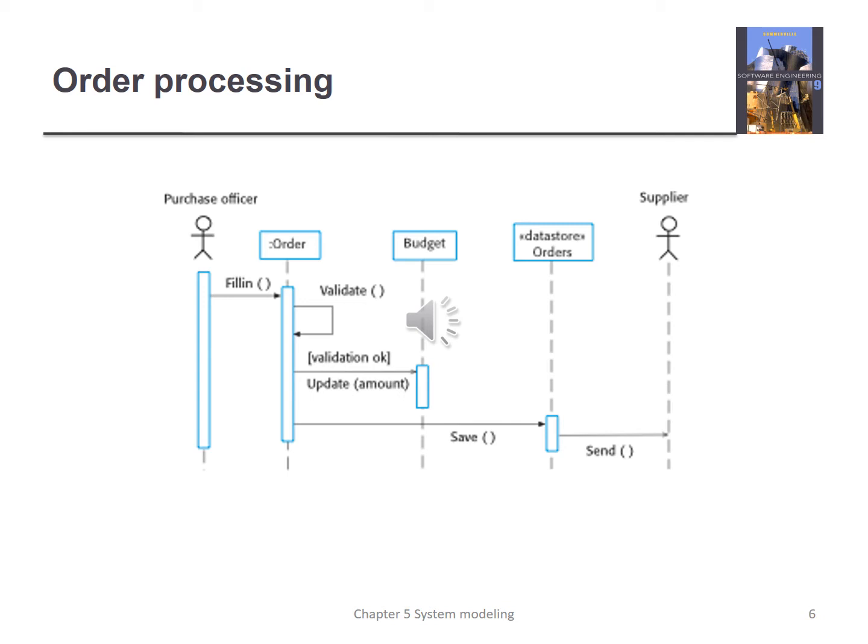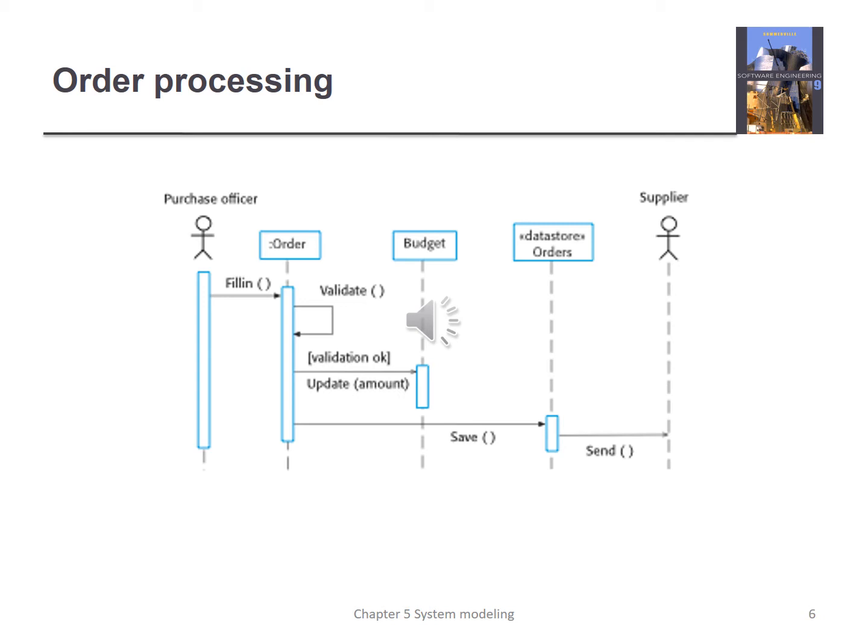So first of all, they fill in the order. They fill it electronically or on paper. And then they send it to the purchasing department. The purchasing department tries to validate it, if it is really valid or not. If it is valid, then they go and check the validation: are these really the items they ordered, is there a budget for it or not, whatever.